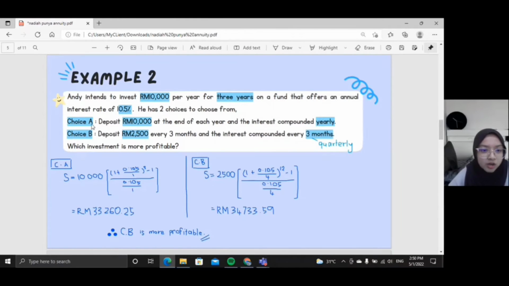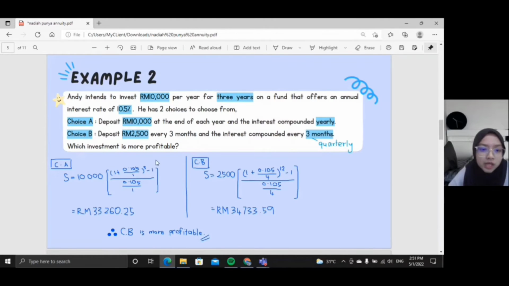Okay, so for the first choice, choice A, S equal to, just substitute the formula here, 10,000 times 1 plus 0.105 over 1. How can I get the 0.105 here? From here, the K is 10.5%, right? Over 1. Why 1? Because it's compounded yearly. So just 1, and then to the power of 3.